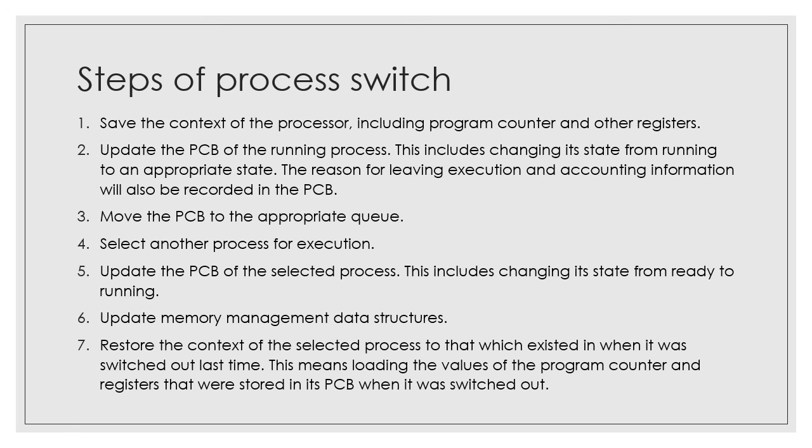Update the PCB of the running process. This includes changing its state from running to an appropriate state. The reason for leaving execution and accounting information will also be recorded in the PCB. Accounting means keeping track of statistics like processor cycles used, memory locations used, etc.